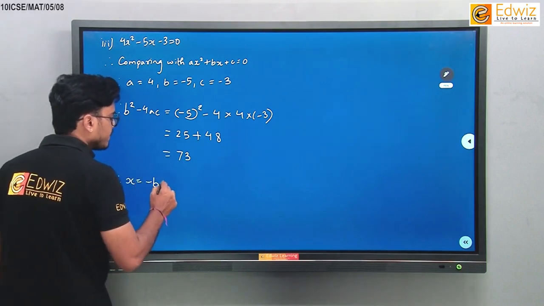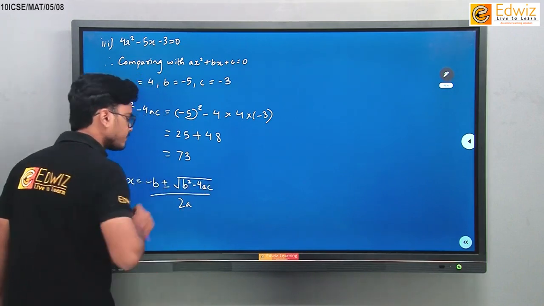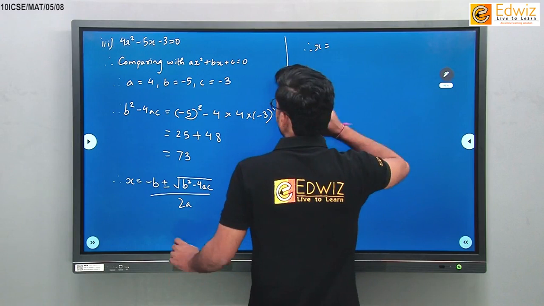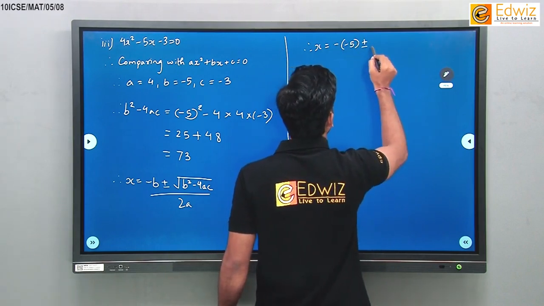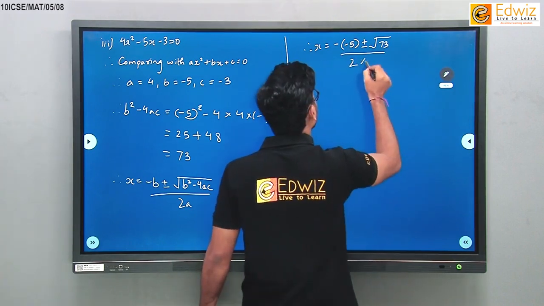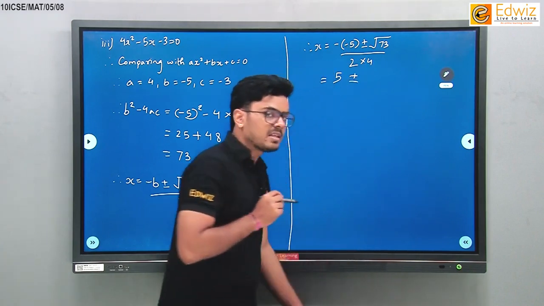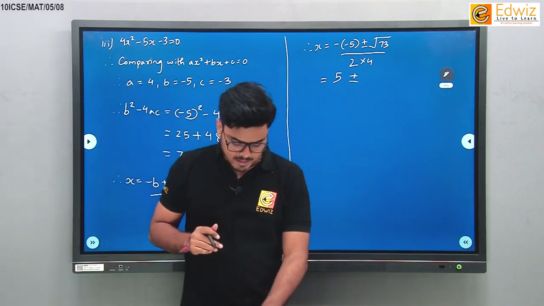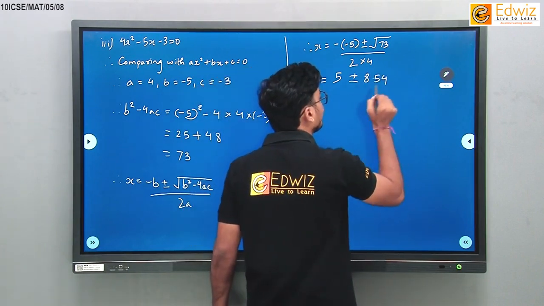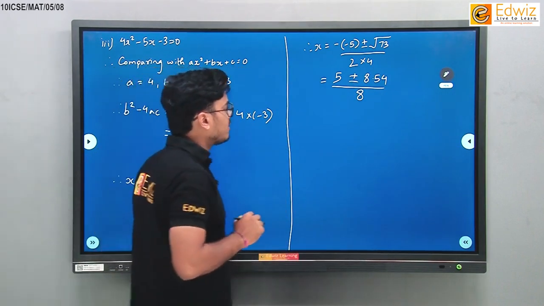Value of x is minus b plus or minus square root of b square minus 4ac upon 2a. Substitute the values here. So x will be equal to minus of minus 5 plus or minus square root of 73 divided by 2a, that is 2 times 4. So this is minus minus positive 5 plus or minus root 73. Again from the table you can see that the value is 8.54. We need only correct to 2 decimal places. So 8.54 divided by 2 4s are 8. Now let us solve this.